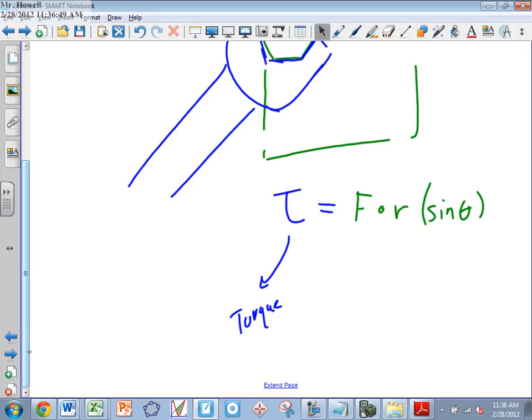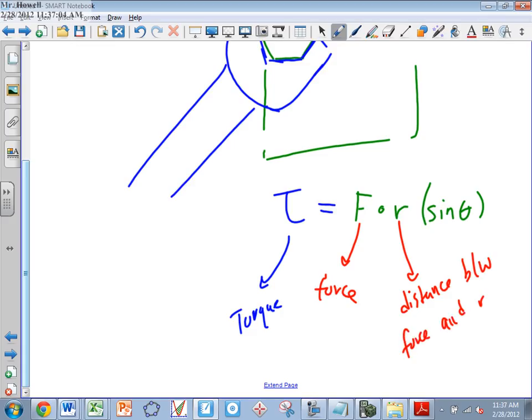Today, it's going to be force, again, times this now distance is really, and I want to write this down, we're going to call this the distance between the force and the rotating axis. And that'll make sense. It's also called, like I said before, the lever arm.